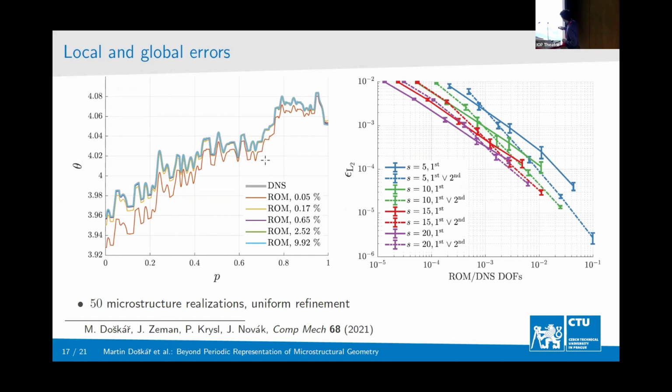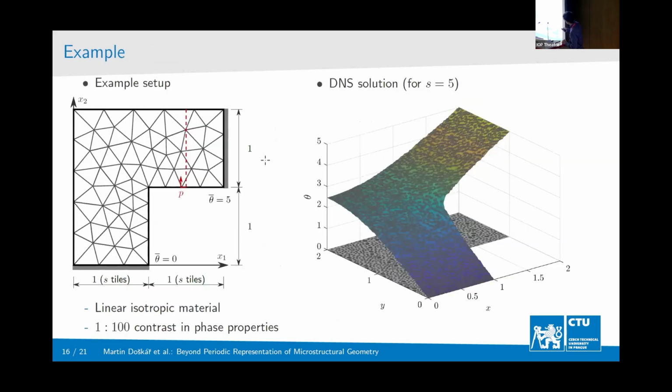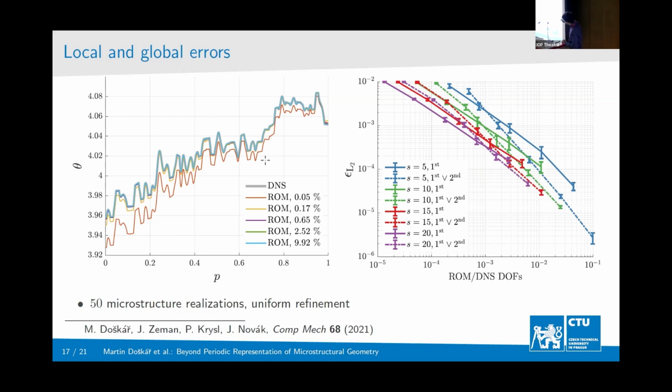And here you can compare how our approach, what I call ROM, compares to direct numerical simulation, the full field simulation. When I start with the red one, that's for the coarse discretization that I have here. It's a bit overly stiff in some regions, but once I start uniformly refining that macroscopic discretization, it quickly goes to the right solution.